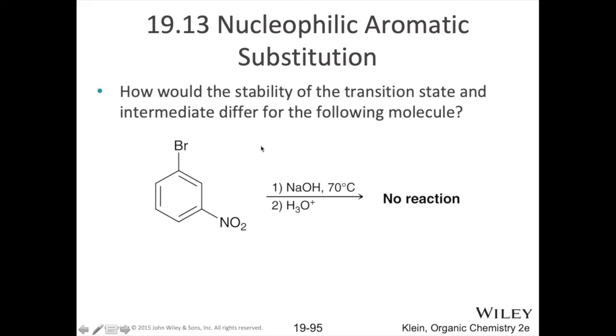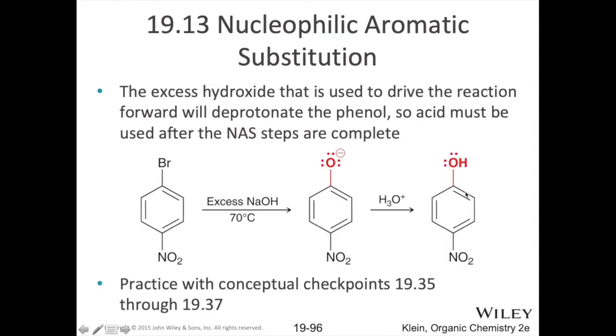Okay. So that's kind of what we observe. We see that with the nitro group in the meta position, our Meisenheimer complex would be less stable, and so as a result, there's no reaction. Something that might help to drive the reaction forward is having an excess of your nucleophile.